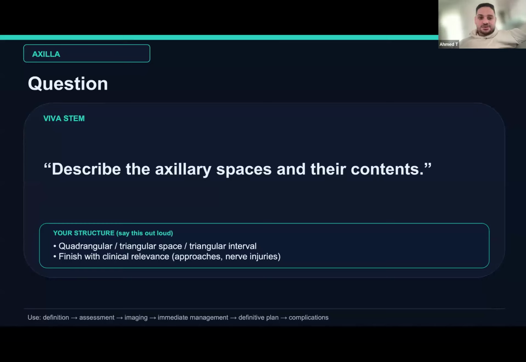One of these questions I hate as well: axillary spaces and their contents. Any volunteers for that? Yeah, I can go as well.